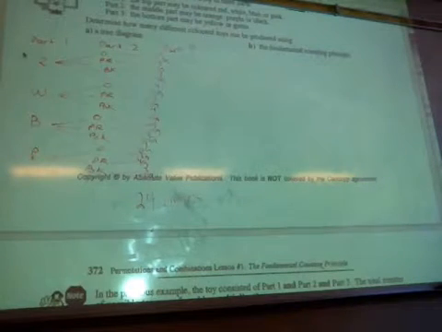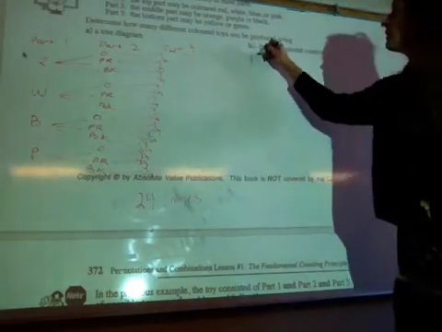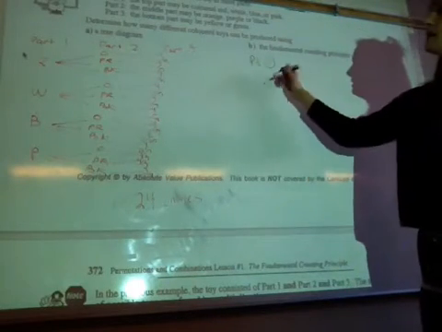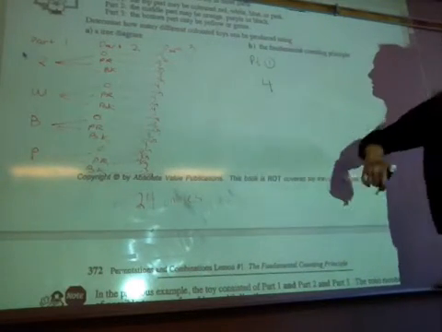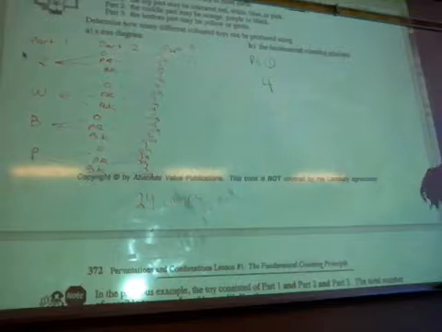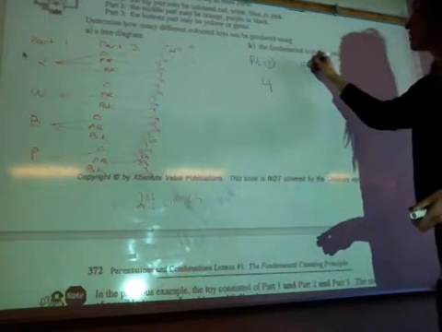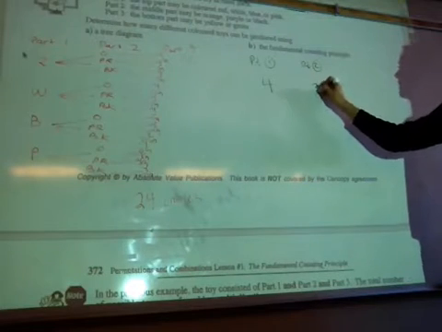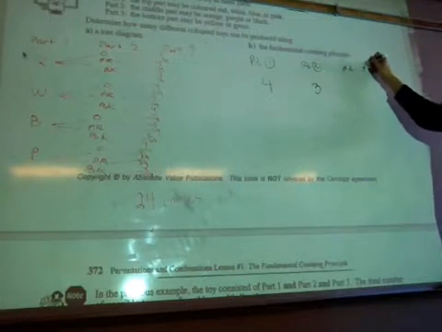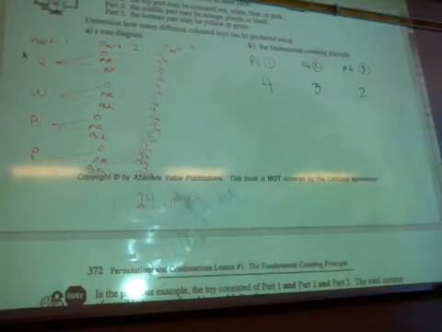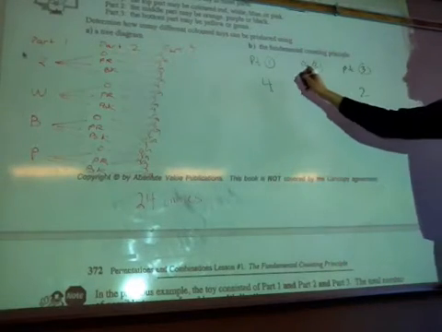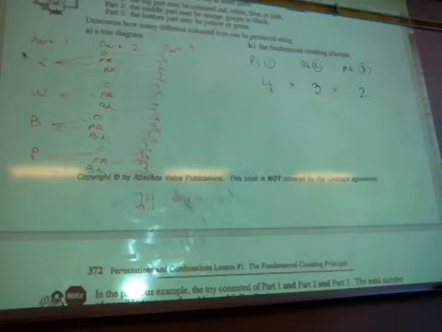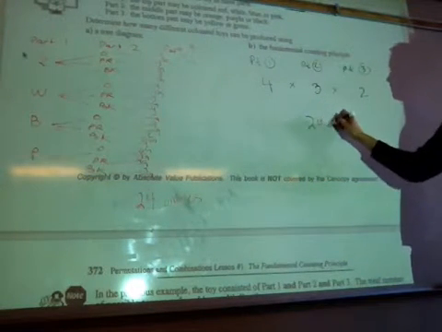Whereas if we use the fundamental counting principle, part 1 had 4 choices: red, white, blue, or pink. Part 2 had 3 choices: orange, purple, or black. And part 3 had 2 choices: yellow or green. All we have to do is multiply each part and we get the total number of options. 24 choices.